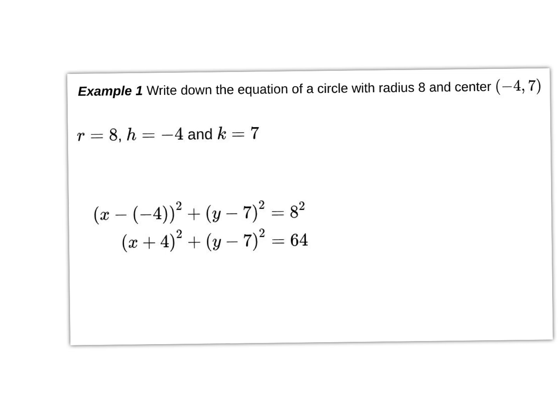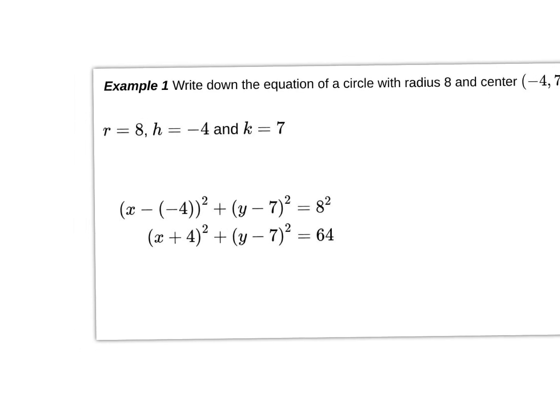And here is what we should have come up with. Our radius is 8, and so the radius squared is 64. The h, which is the x coordinate of the center of our circle, is -4. So x minus a -4 turns into x plus 4, squared. Our k value, which is the y coordinate of the center of our circle, gives us y minus 7, squared.